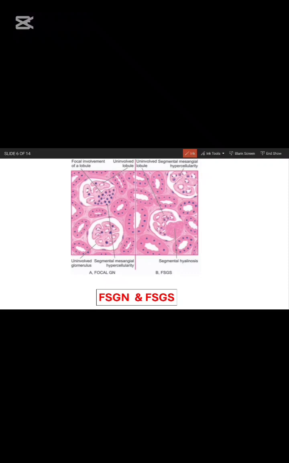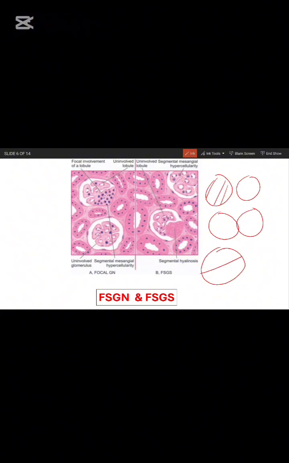Now in FSGN and FSGS, first the focal segmental glomerulonephritis. Focal means what? There are many glomeruli, and from these glomeruli, one glomerulus gets affected. And segmental means what? Half part of one glomerulus gets affected.